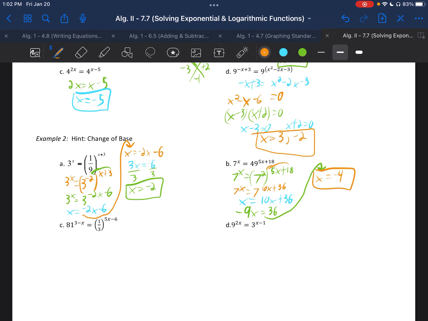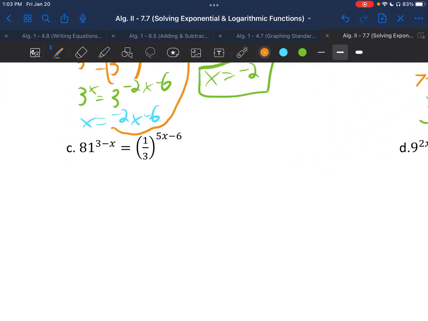On letter C, you might notice, whoa, I don't think I can make 81 look like 1/3 well, and I don't think I can make 1/3 look like 81 very well. But we can make them both look like 3. So we're going to have to change both of the bases here, whereas on letter A and B, we only changed one of the bases. So let's get them both to 3.